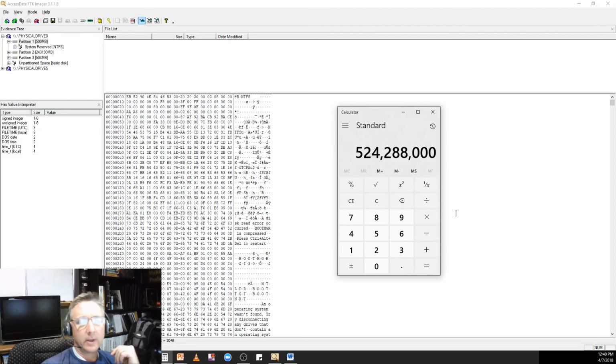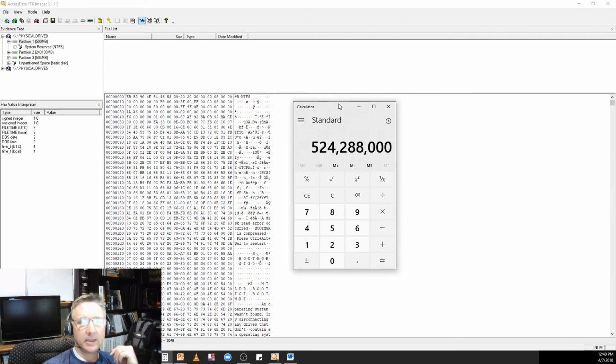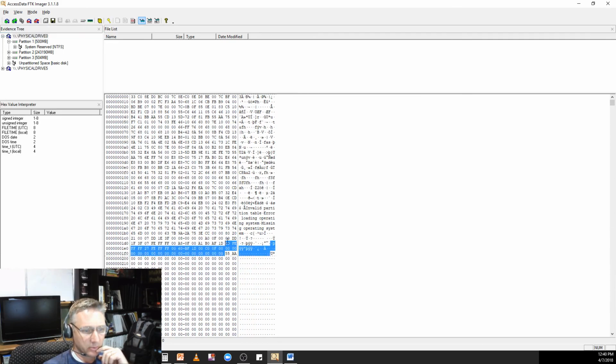Okay, so that is, in a nutshell, how to decode the master partition table of a Windows MBR, and that should help you with the assignment.